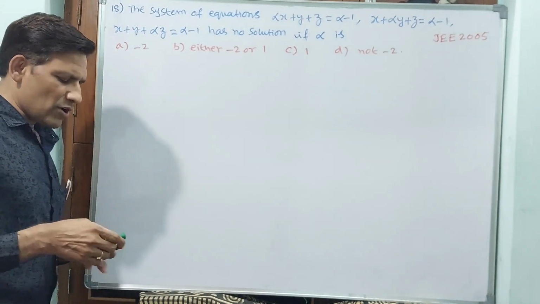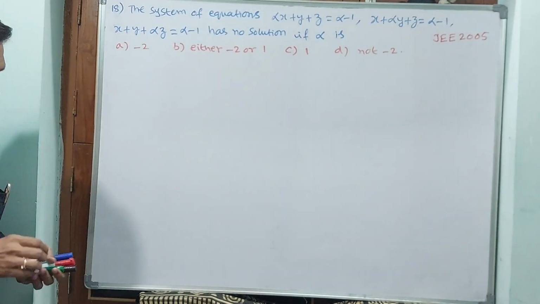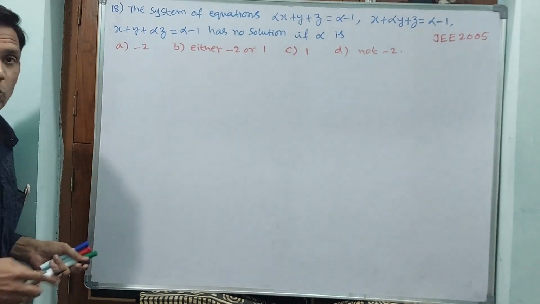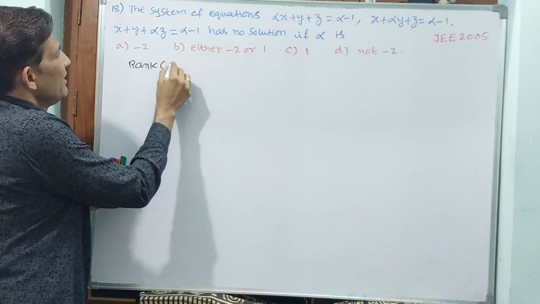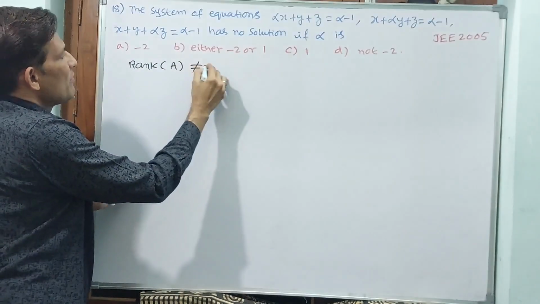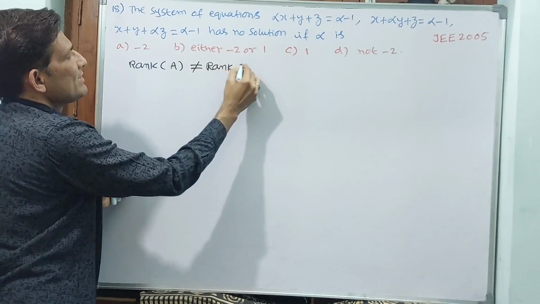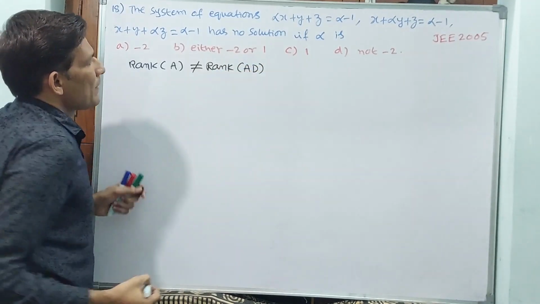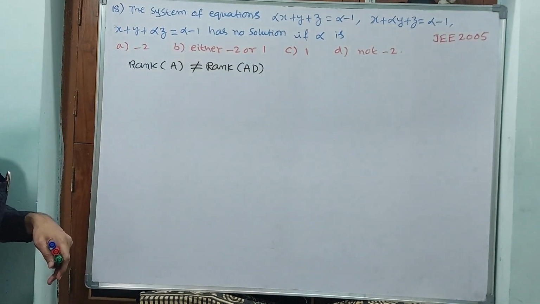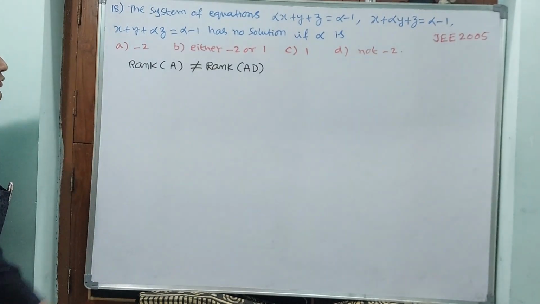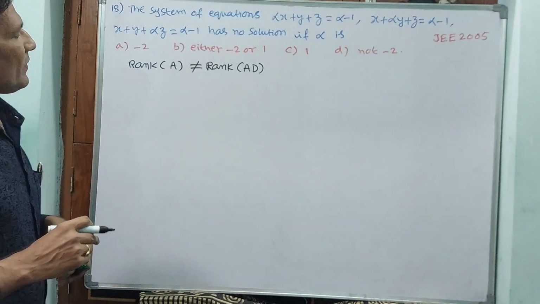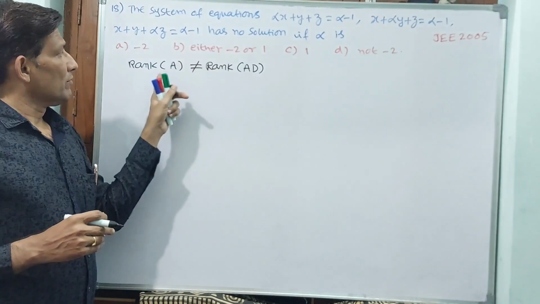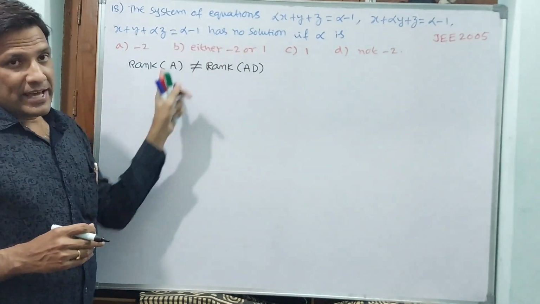No solution means what you are going to understand first. No solution means, see, rank of A should not be equal to rank of AD. Then there is no solution. First point. Second point. No solution, already they are mentioning.